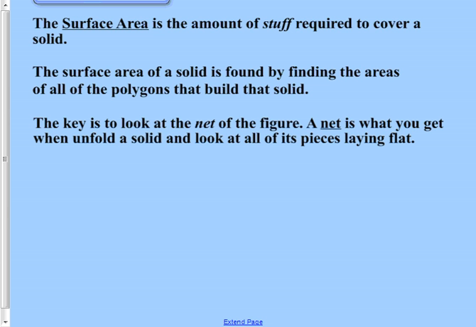Now, hopefully you're already familiar with the definition of a net. If not, there it is for you. A net is what you get when you unfold a solid and look at all of its pieces lying flat. So copy that one down, even if you already know it. A net is what you get if you unfold a solid and look at all of its pieces lying flat. Okay, so let's take a look at some.